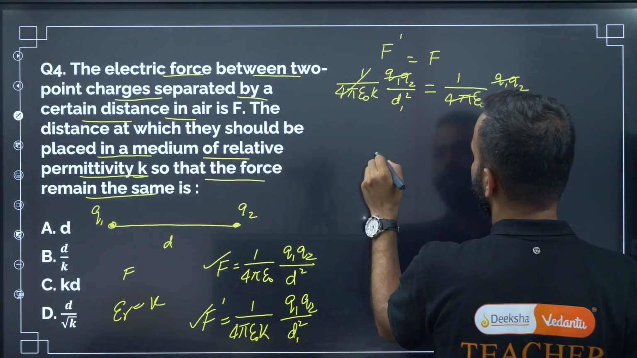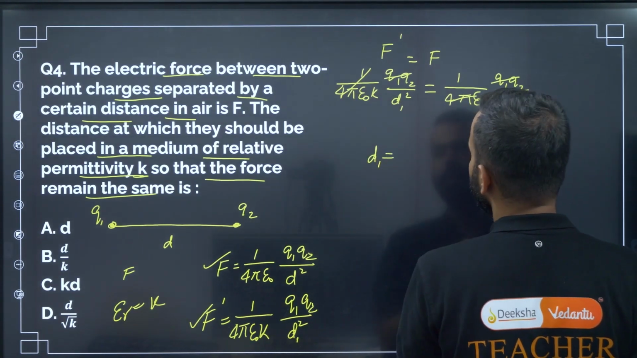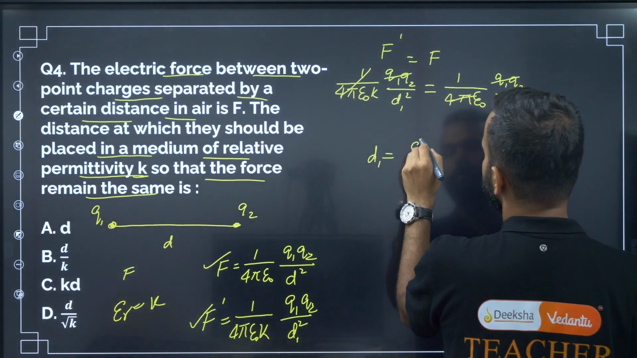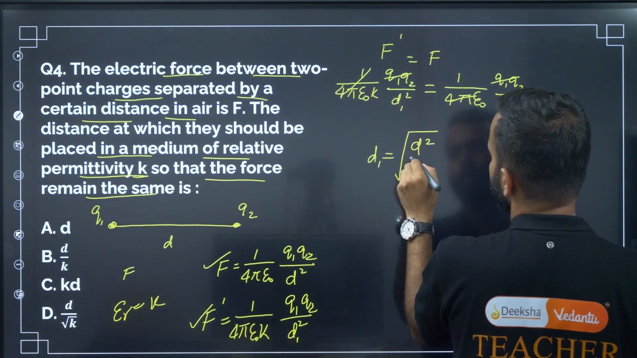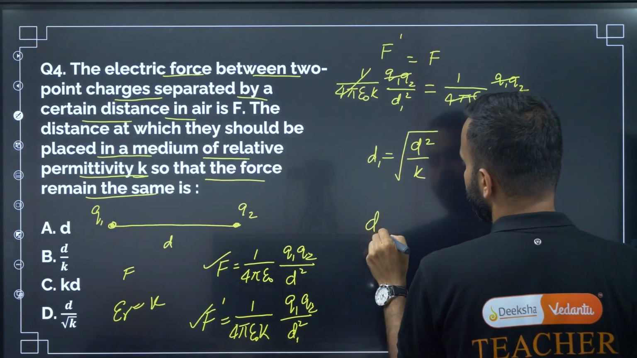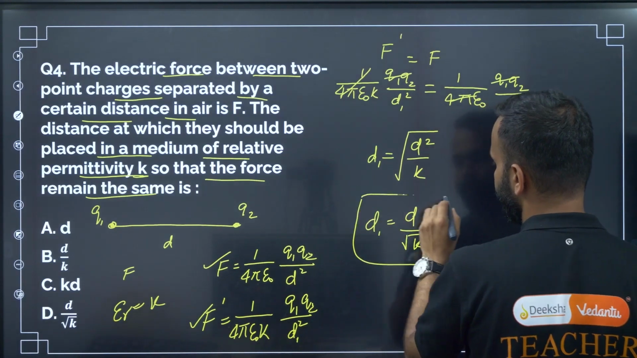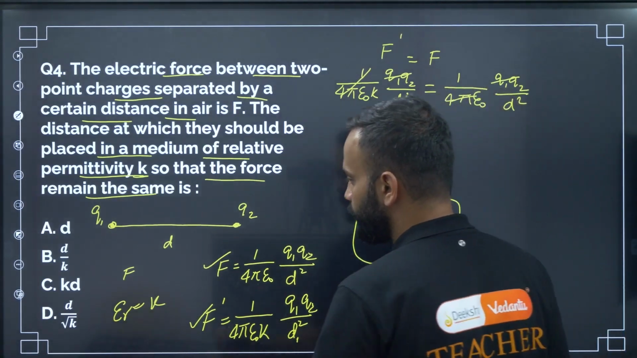So we need to find d1. d1 is equal to the root of d square divided by k. So d1 is equal to d divided by root k. So the correct option is D.